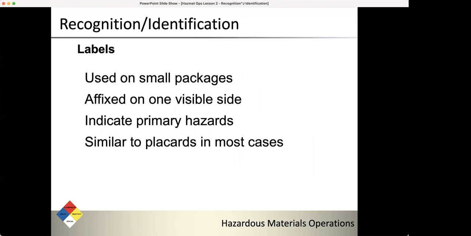Labels, they're used on small packages, so like boxes. They usually at least have to be visible on one side. Again, they indicate the primary hazard, and they're similar in their design to placards in most cases. So stickers.